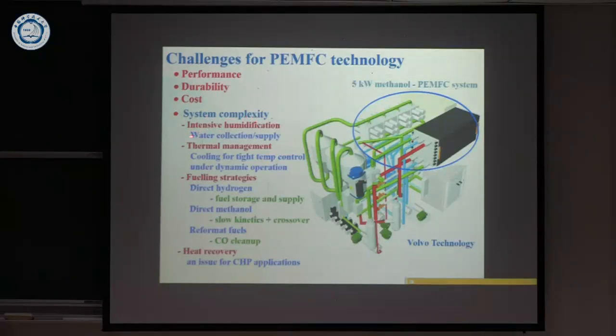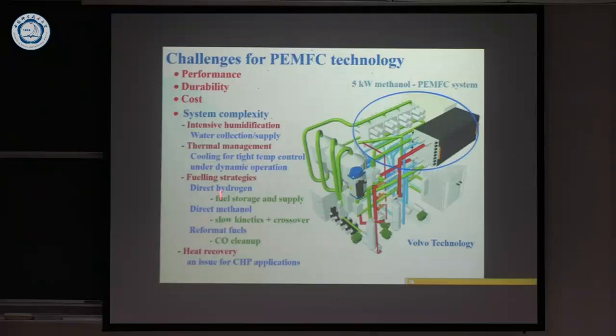You need humidification, I mentioned this already, so that means in the system you need water collection and supply, so water needs to be recycled. You have a thermal management issue for the temperature. You have off heat in the process, and you need to get rid of that heat, but the problem is that the temperature level is low. You operate at 80 degrees, and getting the heat out at 80 degrees is not that simple.